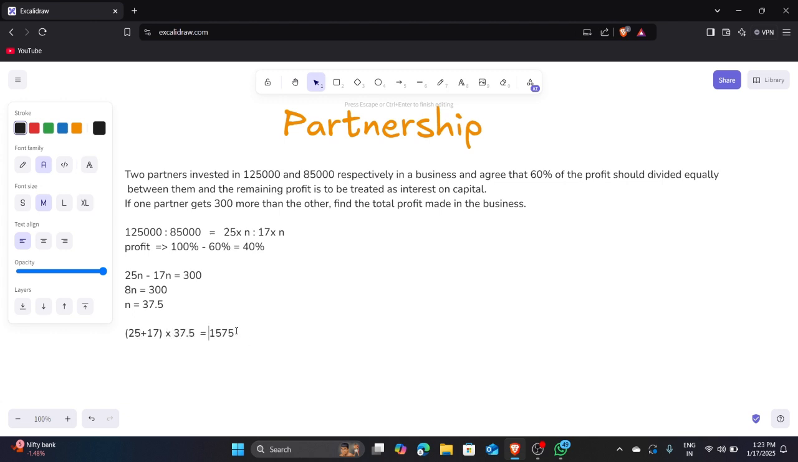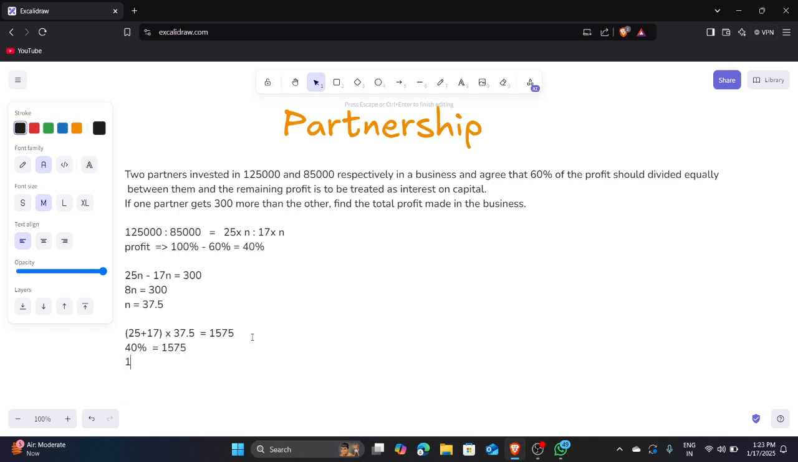Now, according to what the question is asking, this is only the 40%, we need the other 60%, which they equally divided. The 40% shares they divided according to their investment, but the 60% they distributed equally, so the value we get is only of 40%. We need the value of 100%.